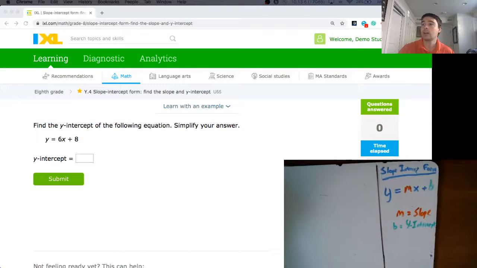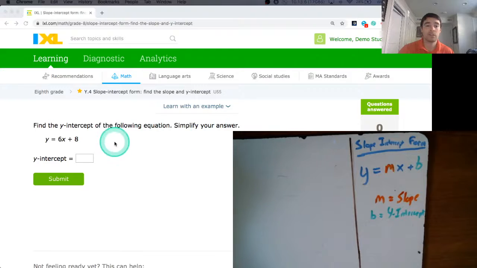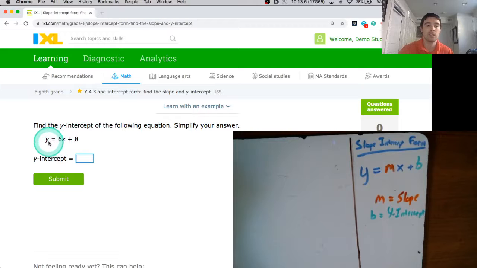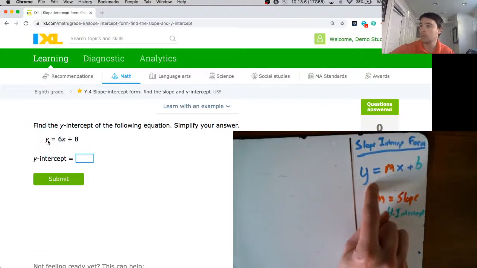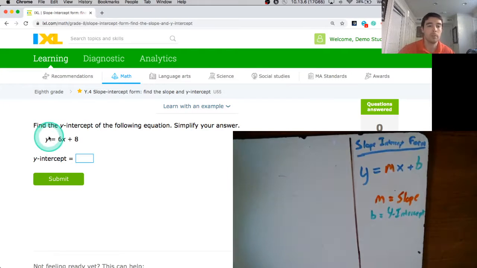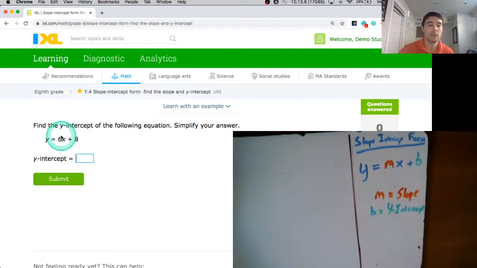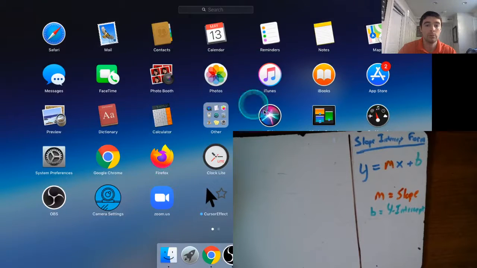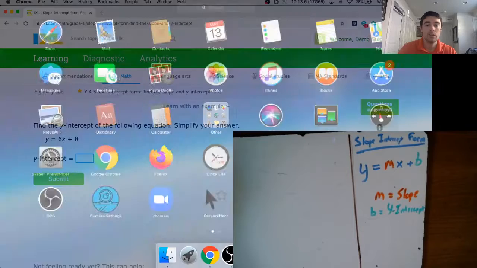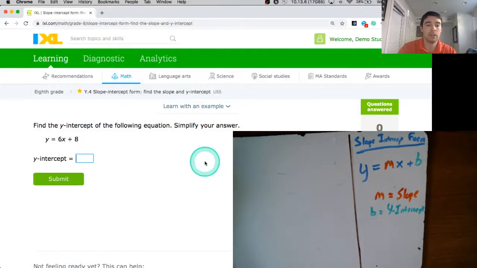As I take a look at this first problem, it says y equals 6x plus 8. That's our linear equation, and because it's in y equals form, it is indeed in slope-intercept form. So the b is going to represent my y-intercept, whatever is all by itself. In this equation, it is the positive 8 that's all by itself. So I'm going to go ahead and circle that positive 8. That's the plus b, and that represents my y-intercept.